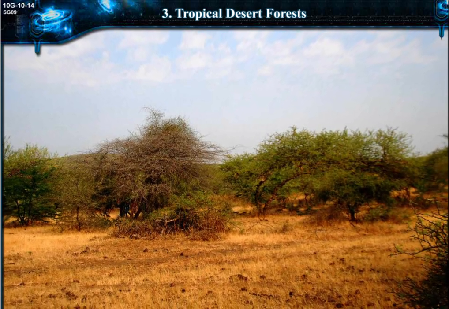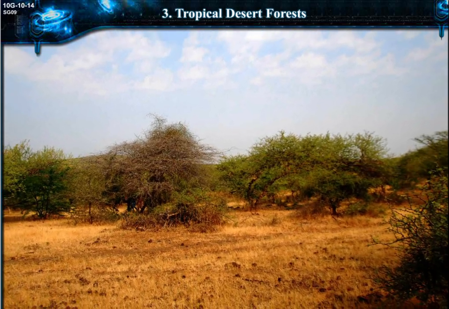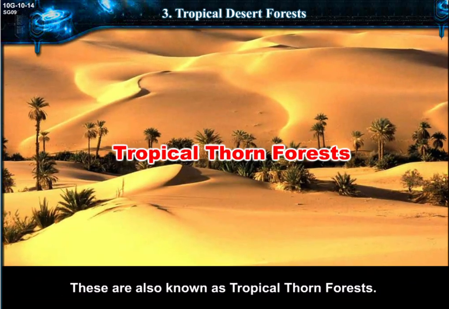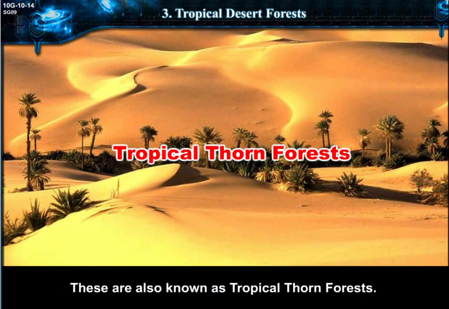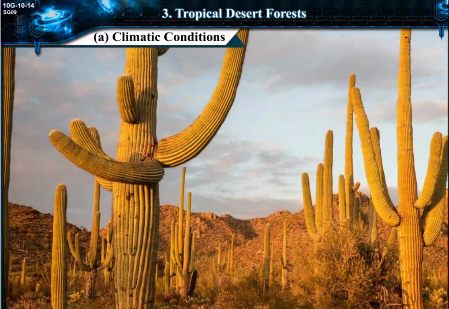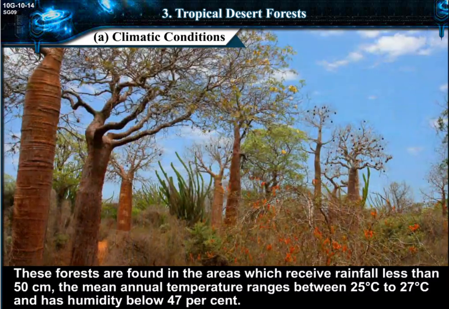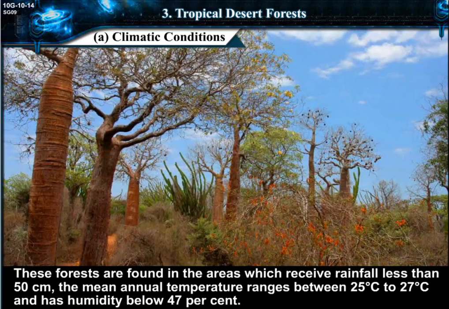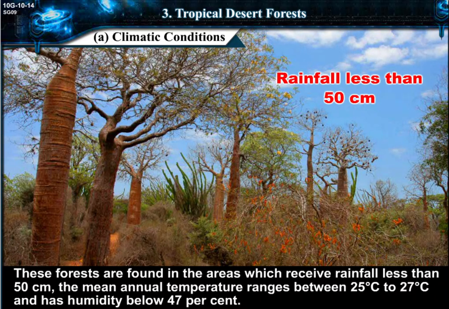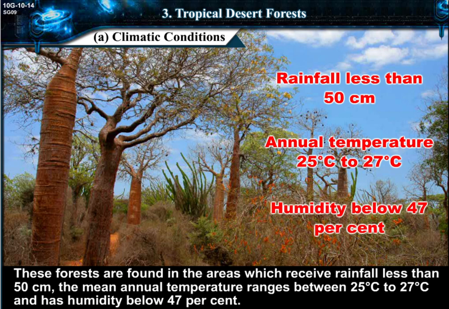3. Tropical desert forests. These are also known as tropical thorn forests. A. Climatic conditions. These forests are found in the areas which receive rainfall less than 50 centimeters. The mean annual temperature ranges between 25 degrees Celsius to 27 degrees Celsius and has humidity below 47%.